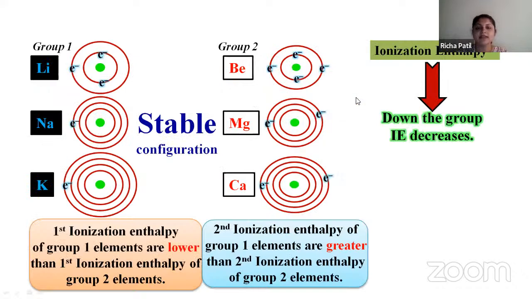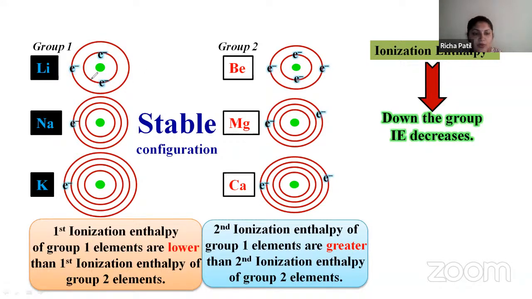Next is ionization enthalpy, or ionization energy. What do you mean by ionization enthalpy or ionization energy? It is the minimum amount of energy required to remove the last electron from its isolated gaseous atom. When we are talking about group 1 and group 2, we are studying S block elements, so we have to consider the ionization enthalpy for group 1 and group 2.